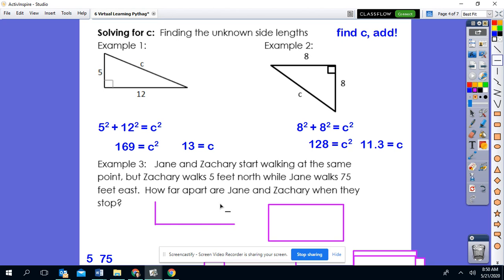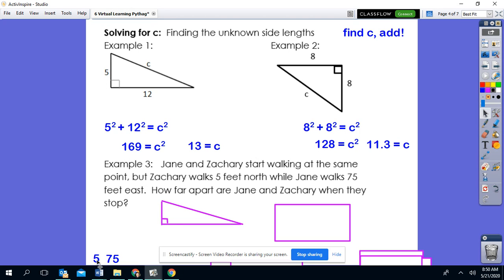Now, once I have those two lengths, I'm going to create a triangle. So I can label those two sides and clearly see that I am trying to find my C. It did create a right angle. Okay, if you wanted to draw your little square there, you could. I'm going to label my sides. So the 5 was how far Zachary walked. The 75 was how far Jane walked. And now I can set up my equation. So my equation looks like this.